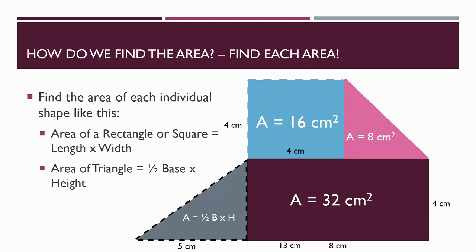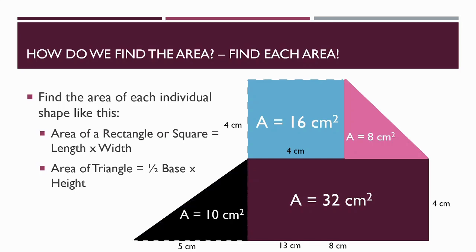Let's put these numbers into our formula. 1/2 times 4 centimeters times 5 centimeters. 1/2 of 4 is 2 centimeters, so 2 centimeters times 5 centimeters gives us 10 centimeters squared. We have found all the smaller areas. What do we do next?